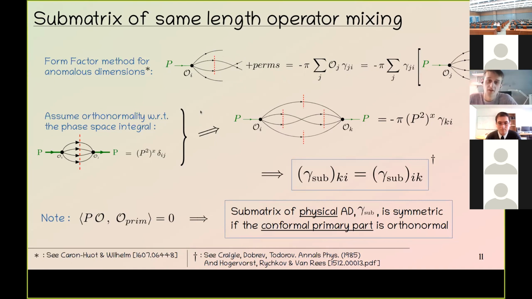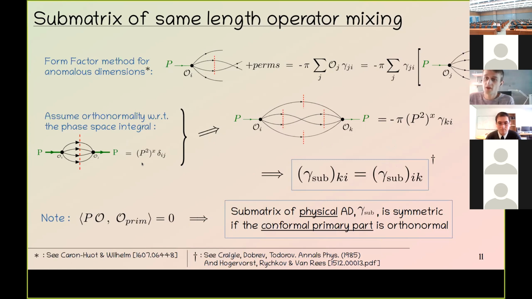So if we assume that we have an orthonormal basis, we can make use of this by, if you like, diagrammatically gluing on the right-hand side of this diagram, so that here we obtain a delta jk if we do this with an operator k. So this isolates the anomalous dimension entry ki. And on the left-hand side, what we generate in this way is this very symmetric-looking diagram. So again, taking the phase space integral on this line gives you the second line, where now the anomalous dimensions are given by this symmetric matrix, and from this it directly follows that your anomalous dimensions are symmetric under interchanging i and k. So this shows that this submatrix is symmetric if we assume orthonormality with respect to the phase space integral.